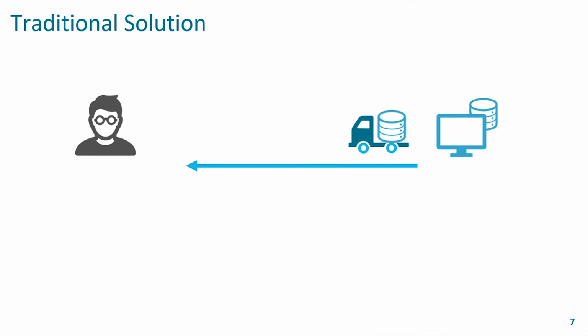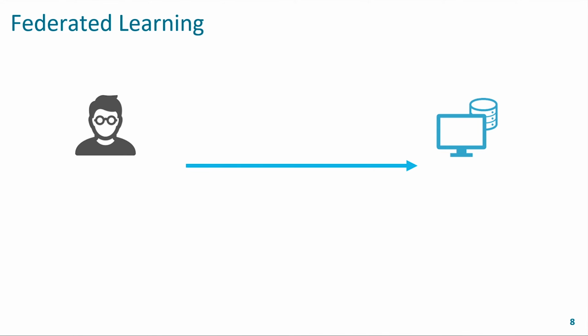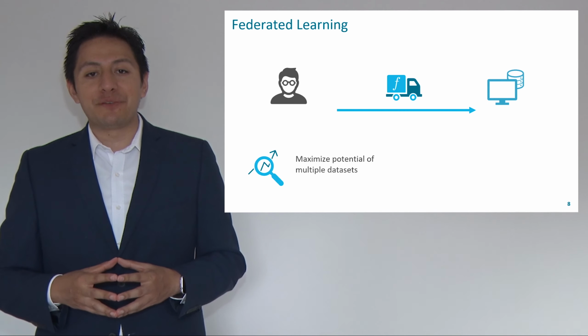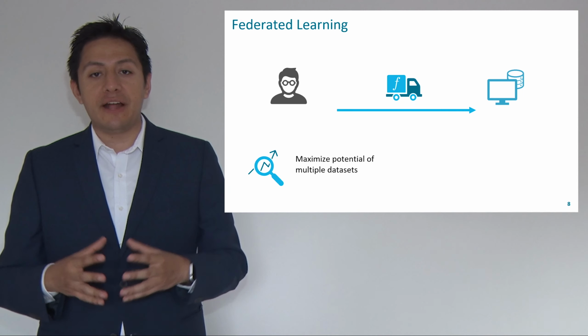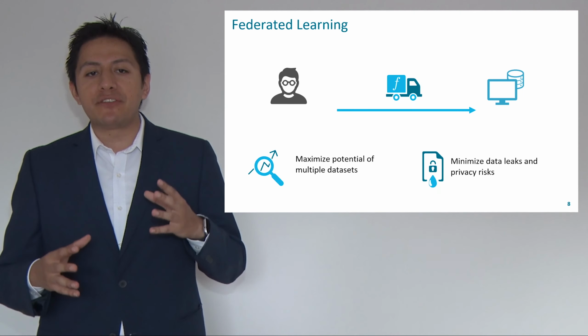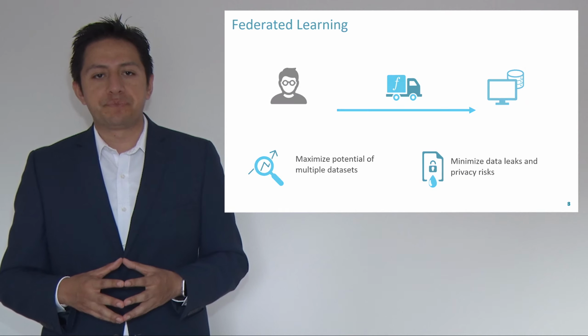In short, the centralized approach brings the data to where the algorithms are. Federated learning is a new paradigm for data analysis. In this case, we turn things around, and instead, we bring the algorithms to where the data are. This way, we can maximize the potential of using multiple datasets for analysis, while at the same time, we minimize the risk of data leaks and privacy breaches. For this end, at IKNL we have developed VANTAGE6, our open source, privacy-preserving, federated learning infrastructure for secure insight exchange.